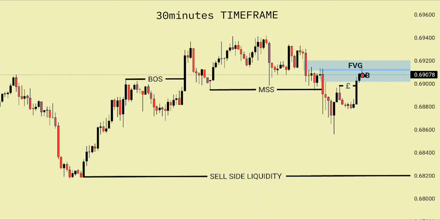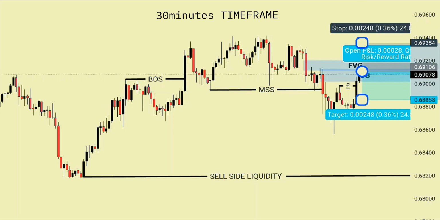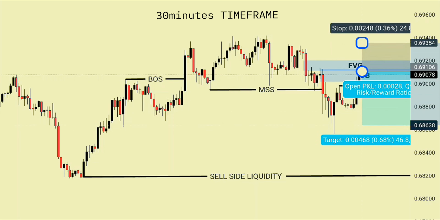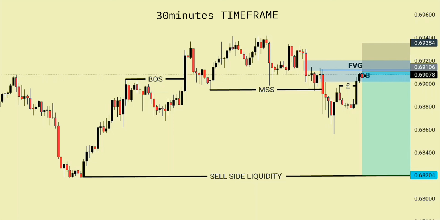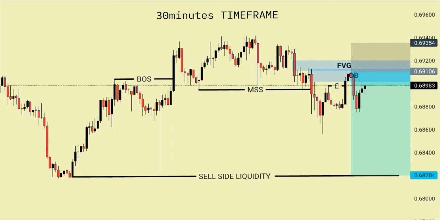Now the final step. Price retraces into the fair value gap and taps the order block. This is the premium area where smart money sells from. We enter the sell trade here and allow the market to continue downward. The market follows the bearish order flow and eventually hits the sell-side liquidity target exactly as expected. This completes the entire smart money sequence.